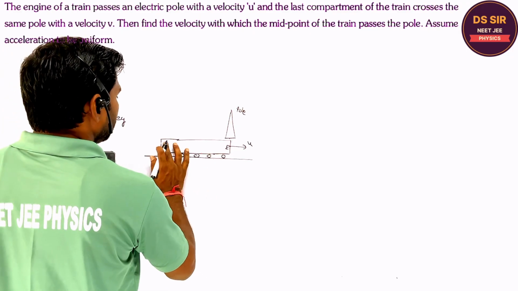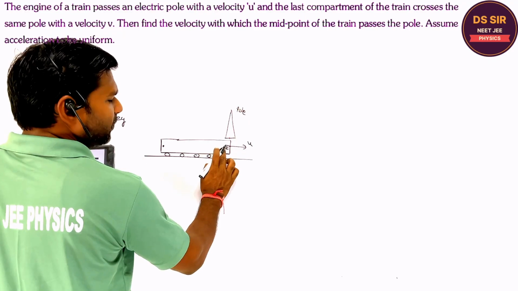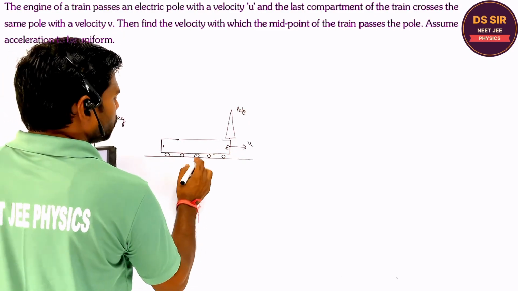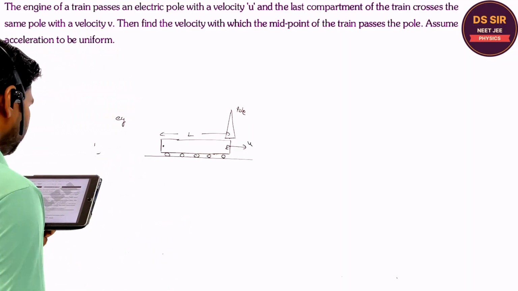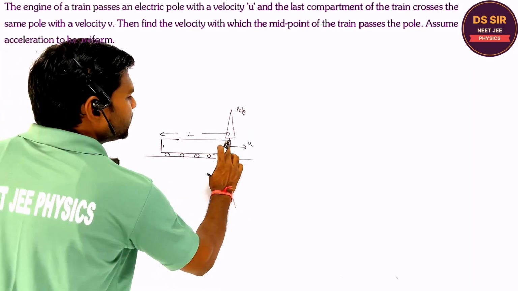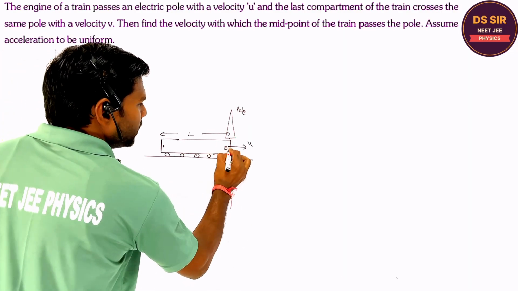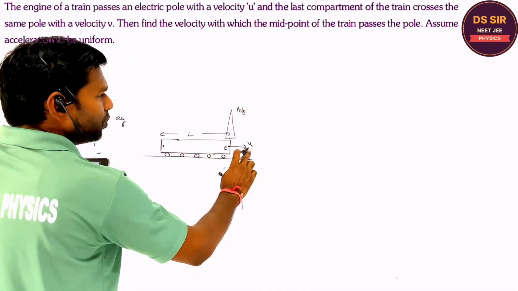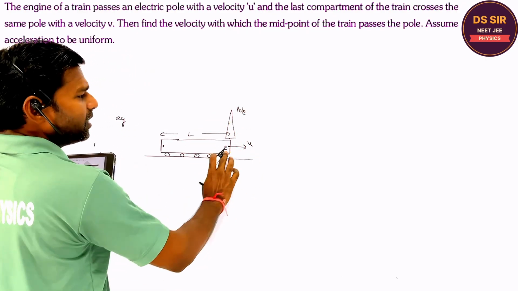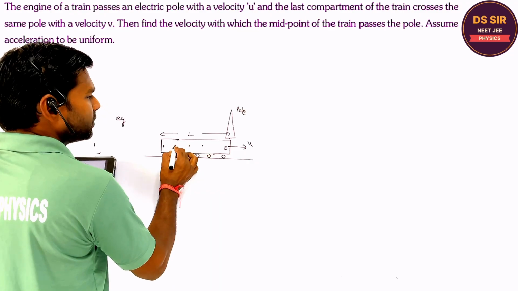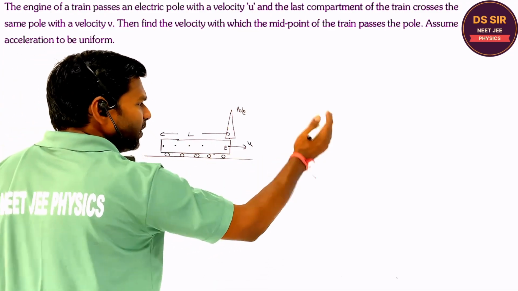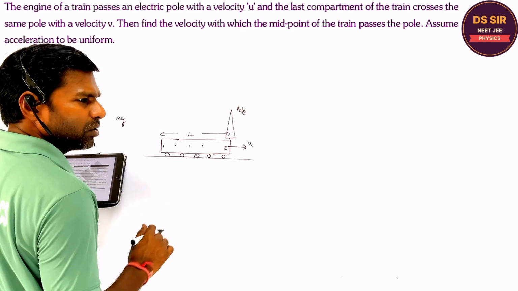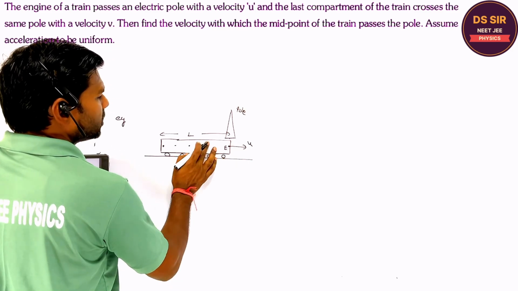Suppose this is the front and this is the last. So the total length of the train is assumed to be L. Is it clear or not? If this is the engine, it has speed u. Listen to one thing: whether it is the engine or any point, the train's speed at every point will be u. Every point is moving with the speed u.